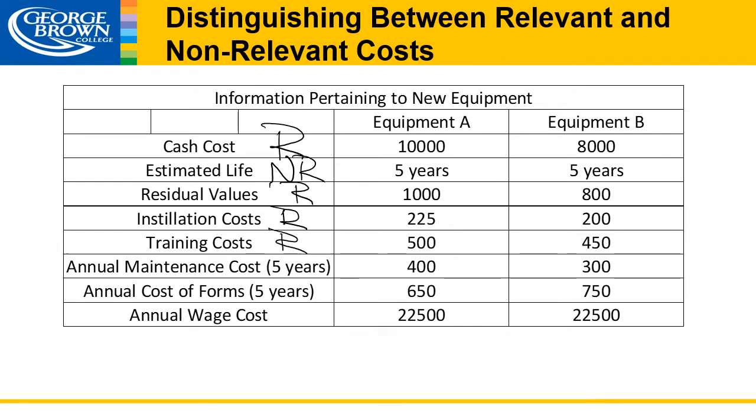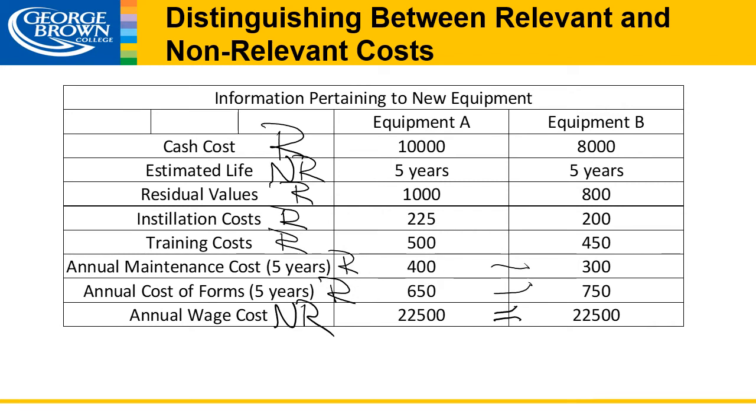The annual maintenance and the annual cost of forms for the next 5 years are all different. Okay, 300 versus 400 and 650 versus 750. Because they're all different, they are relevant as well. Okay, the annual wage cost, however, on the other hand, is 22,500 for each piece of equipment. Because these are equal and the same, this is again a non-relevant cost.